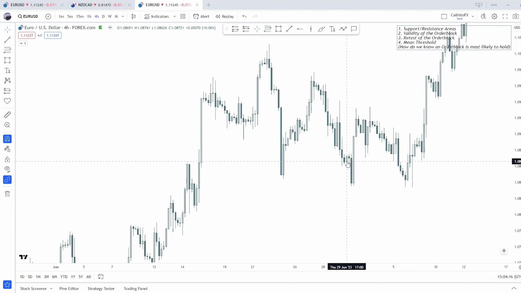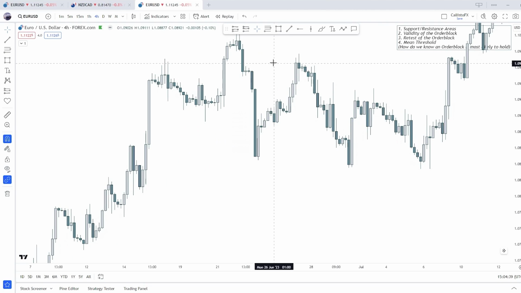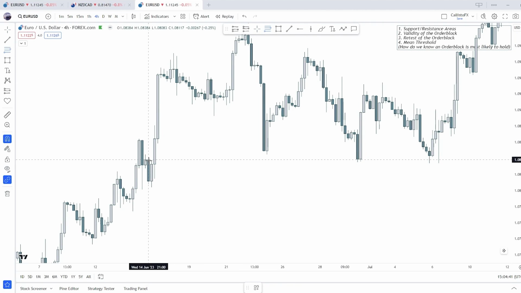Okay, so now I'd like to touch on the last point, mean threshold. This is very closely related to how we know an order block is most likely to hold. Actually, there are two scenarios. One would be a respect of the mean threshold, and two would be an overlapping PDA. Let's talk about mean threshold first. We'll be using this order block as an example.